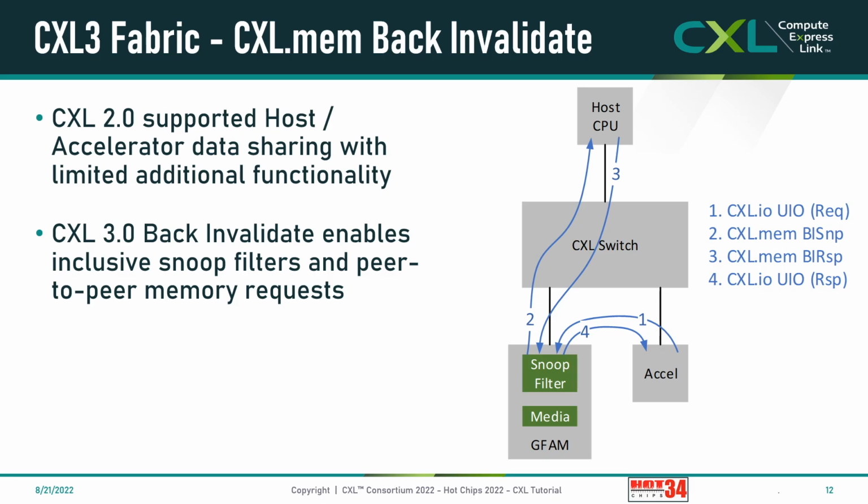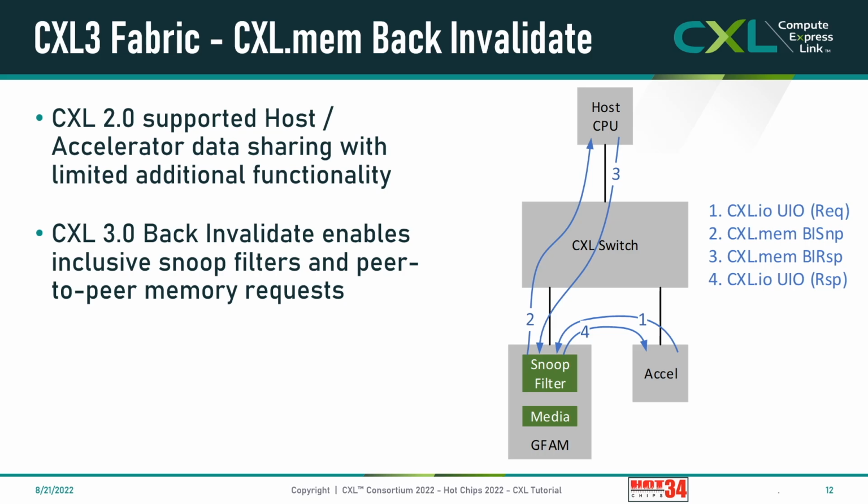CXL 2.0 supported host and accelerator data sharing through a device memory bias mechanism. This supported a one-to-one host and accelerator sharing model with limited additional capability. CXL 3.0 introduced the back invalidate flow, which supports inclusive snoop filters and peer-to-peer memory requests. An inclusive snoop filter tracks the coherency state of memory lines that are being held in the caches of all hosts.